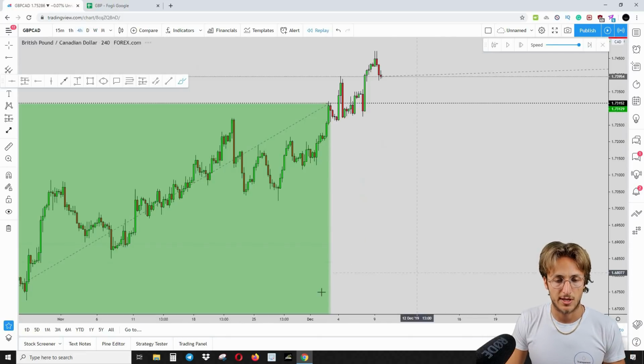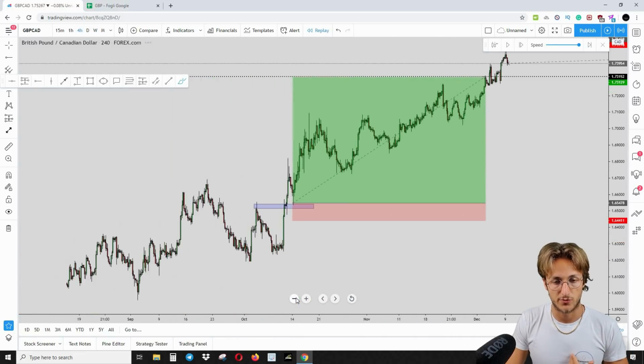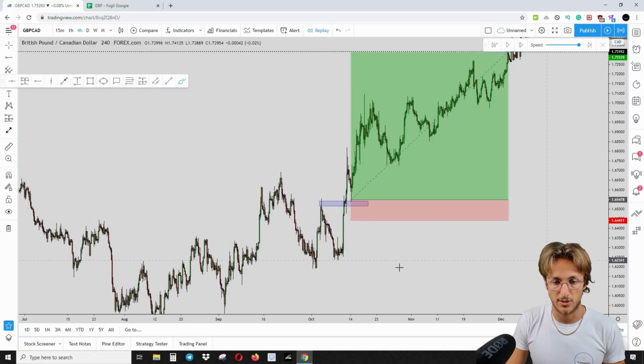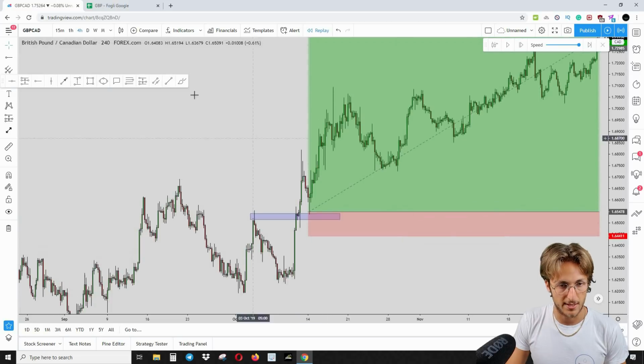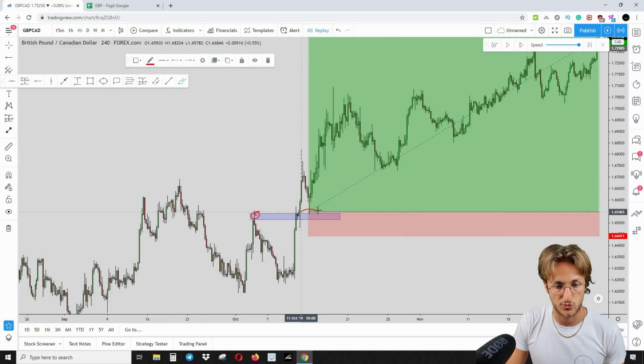So when it comes to the entry, obviously I can't share my rules for entry. That is part of the mentorship program. The only thing I can share with you here is that we had two things. What did we enter exactly here? First of all, we had this previous resistance now turned support here.